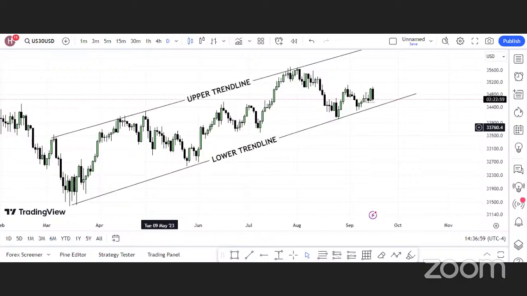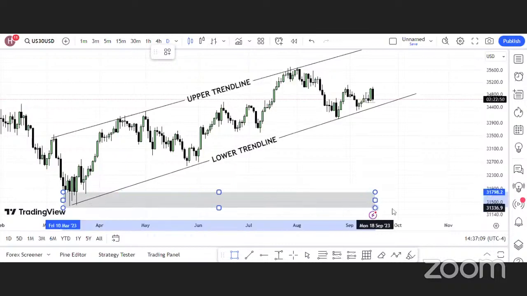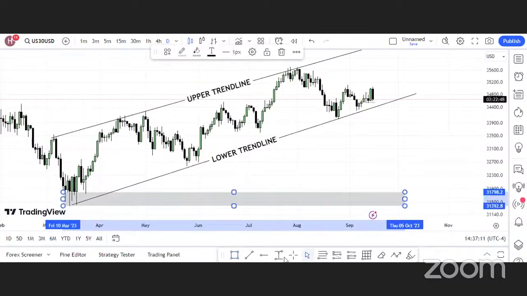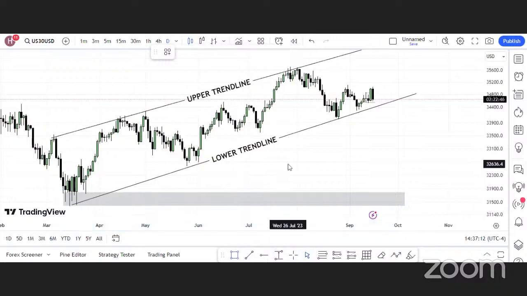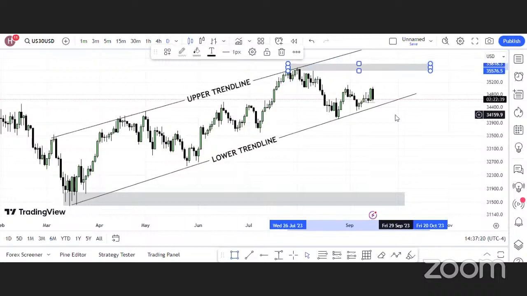So now let's draw our support and resistance out. You see, when this market got to this point, what happened? The market started going up. So this is a good support area. When the market went to this area, what happened? The market started going down. This is a good resistance area.